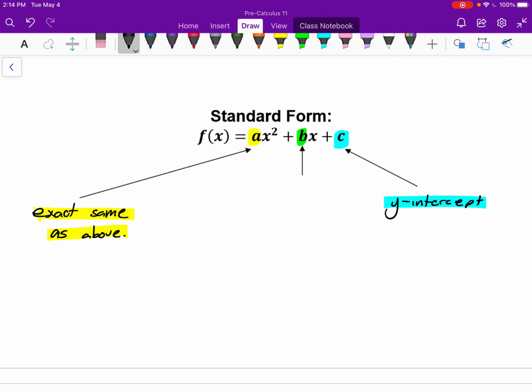However, if you want to find the x-coordinate of the vertex, like we mentioned before, we can't just see it immediately from its standard form. We can calculate it by just going minus b divided by 2a.